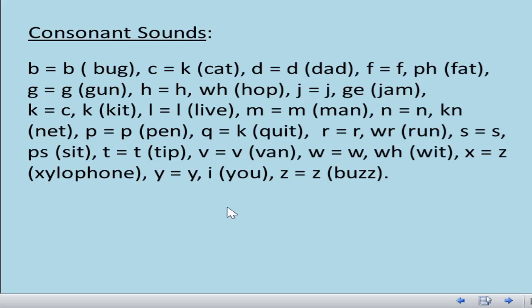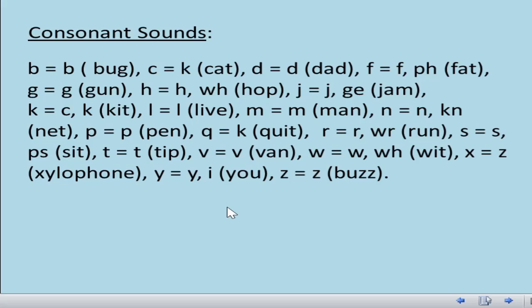So look at the consonant sounds. B. Here B in Bangla is bo. So look at the example, bug. Bug, here B is pronounced like bo. C. C refers to K, in Bangla ko, cat. D refers to D, in Bangla do, dead.